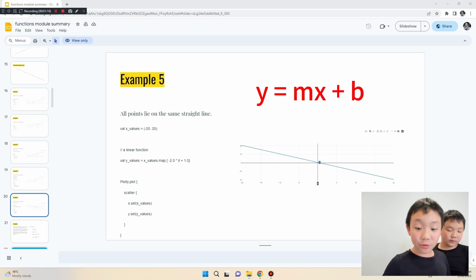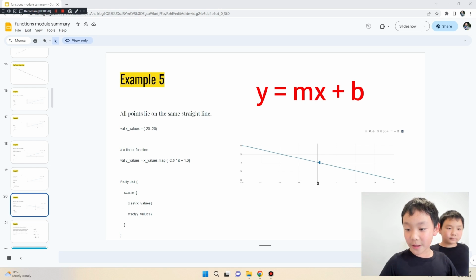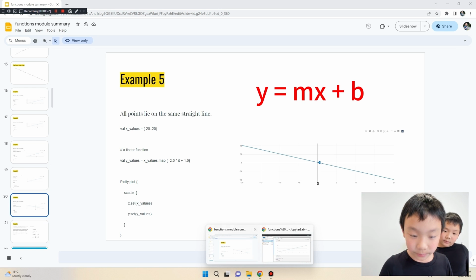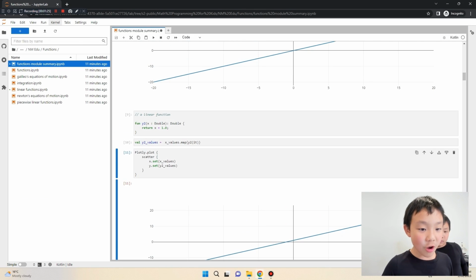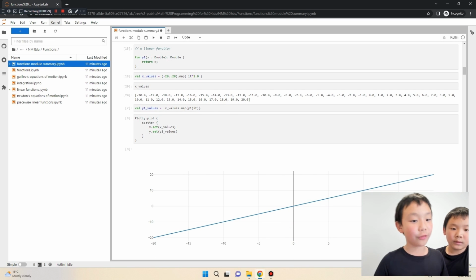And then b moves it up and down on the y-axis. It's like shifting it up and down. That will also be clearer when we start coding it. So let's start. First, before we get into that, let's start with something simple, just making a linear function.